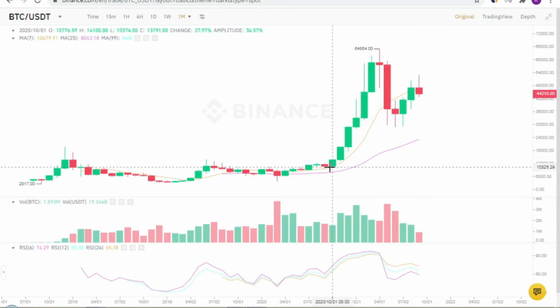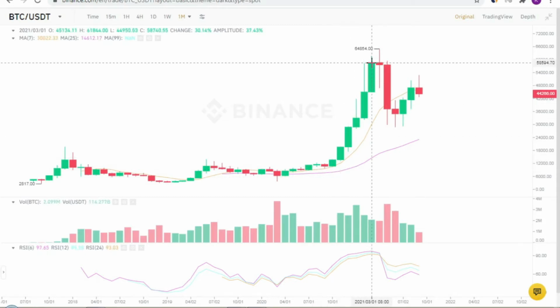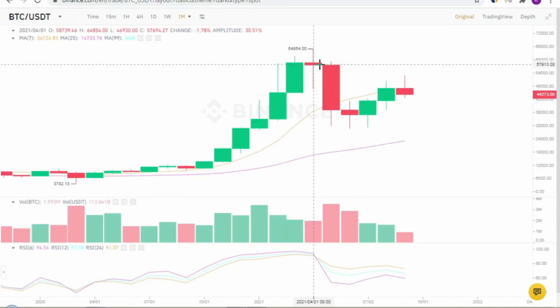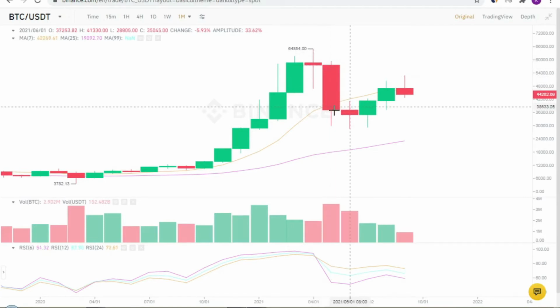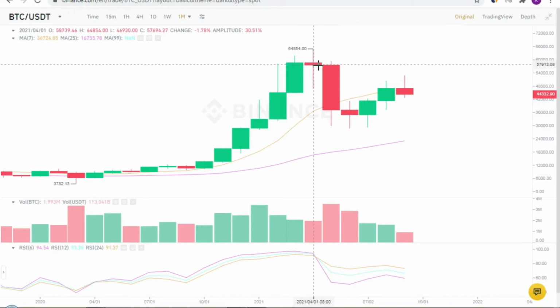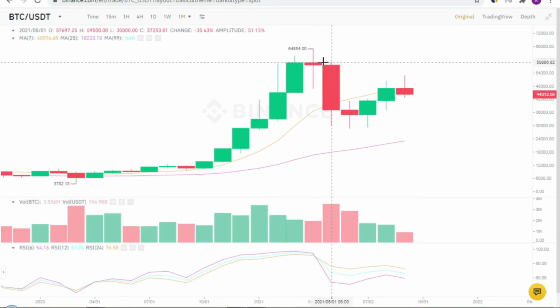If you invested here when Bitcoin was at 10,000, I hope you can see the price around here, and sold here, you would have made more than $40,000. So let's start with this candle. We know that red candles close below and green candles close above. So here is where the candle closed, and here is where the candle began, with this giant candle.